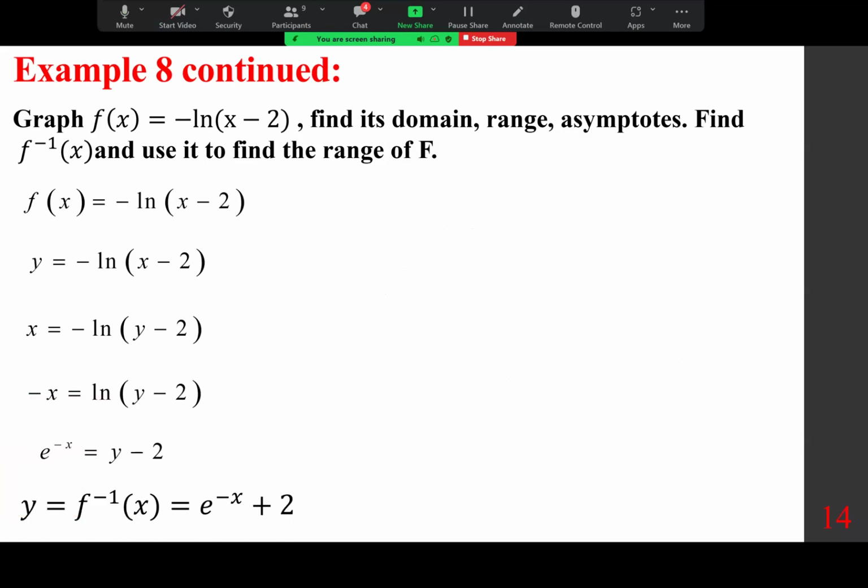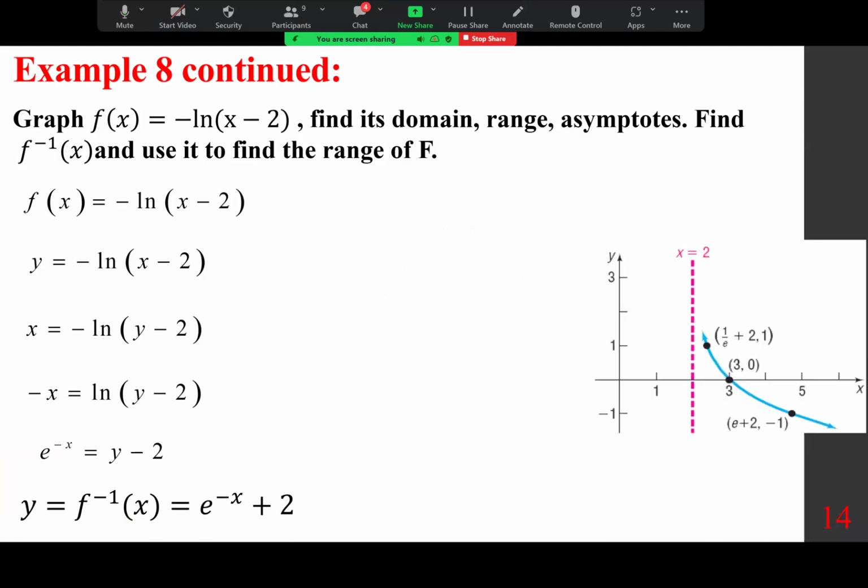everything. So we got the inverse function, and we remember this was the graph for f of x equals negative ln x minus 2. And we remember, for example, the intercepts at 3, 0, y-intercept is non-existent. Therefore, for the inverse, x-intercept for this one becomes y-intercept at 0, 3.